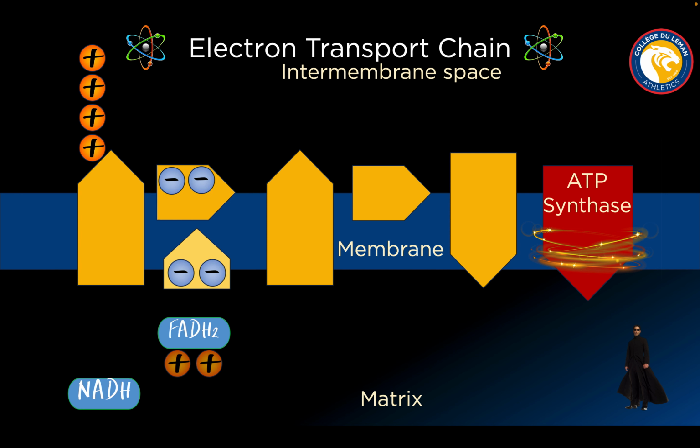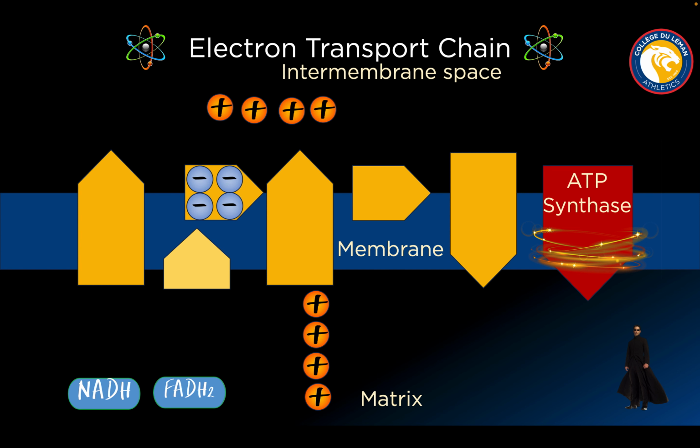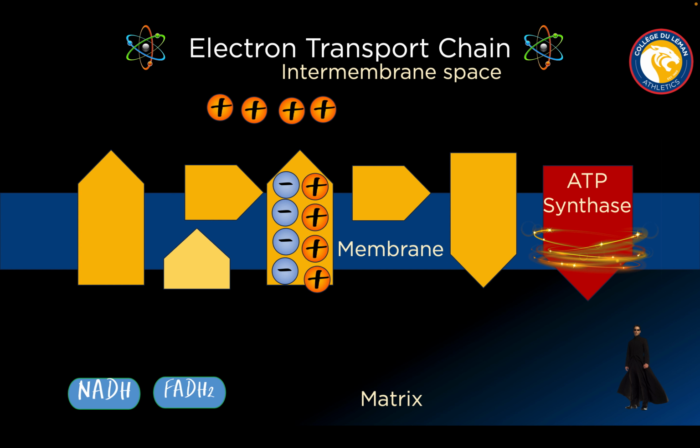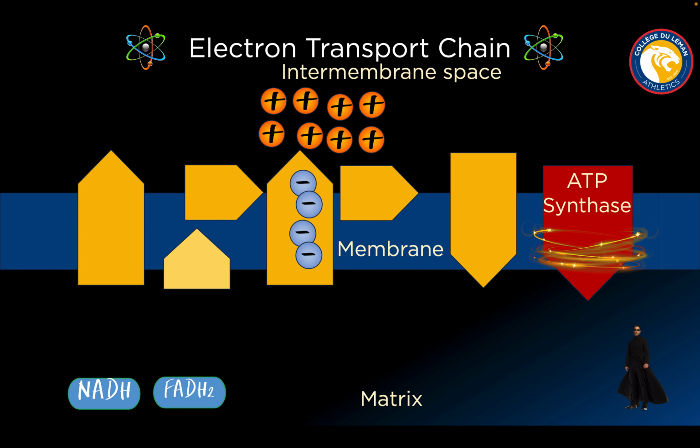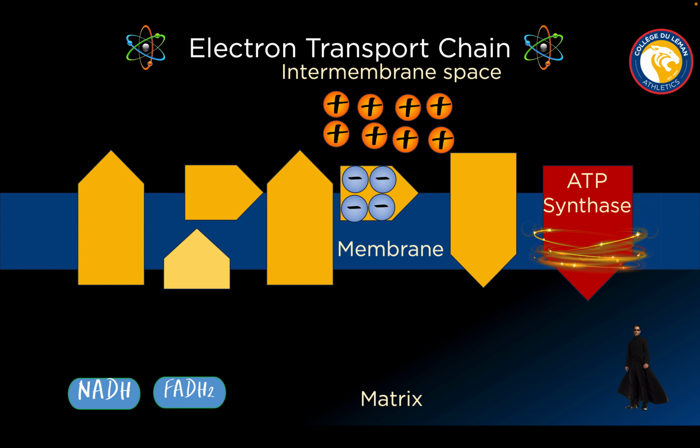The FADH2 is going to offer up some electrons, and they're going to get passed into this next proton pump, where we're going to take some more protons and get them out into that intermembrane space. There we go. Still not finished with those electrons though. Those electrons are going further along this chain. It's an electron transport chain.